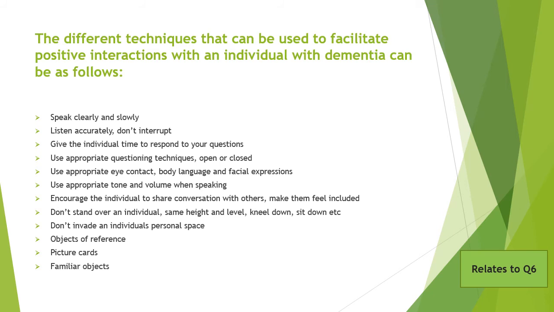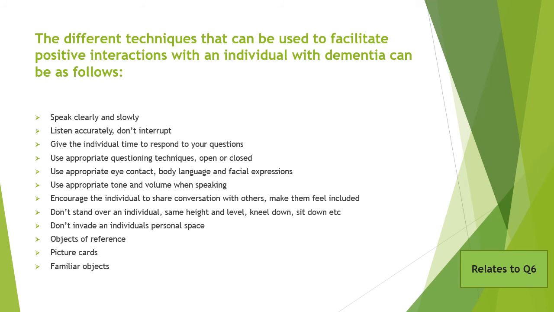So we're going to look at different techniques that can be used to facilitate positive interactions with an individual with dementia. So, for example, speak clearly and slowly. Listen accurately and don't interrupt. Give the individual time to respond to your questions. Use appropriate questioning and techniques, open or closed, depending on the individual.